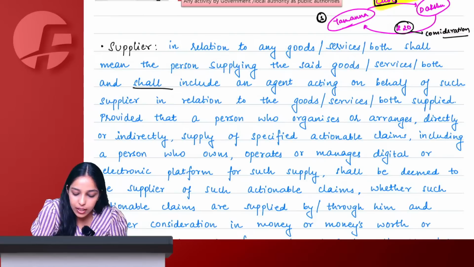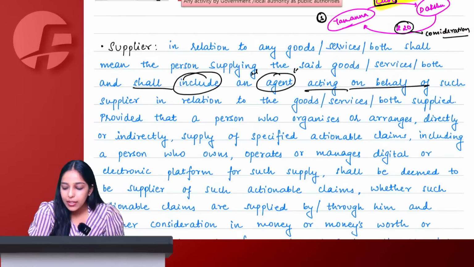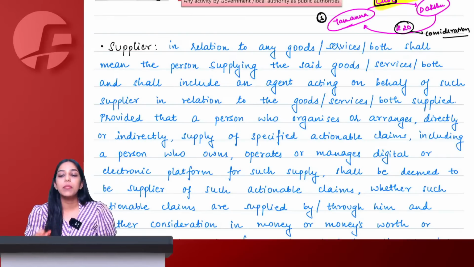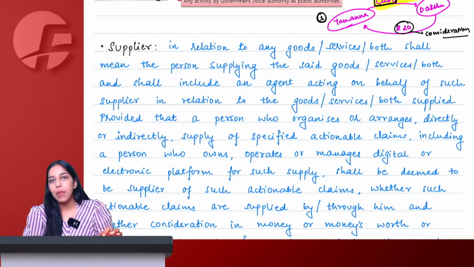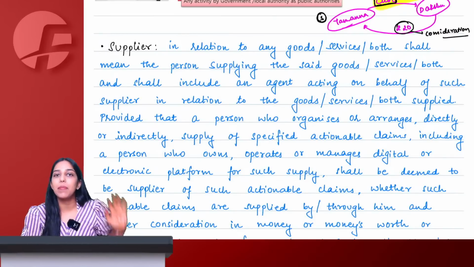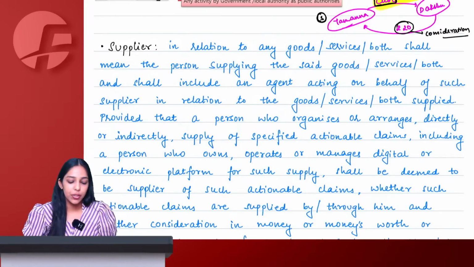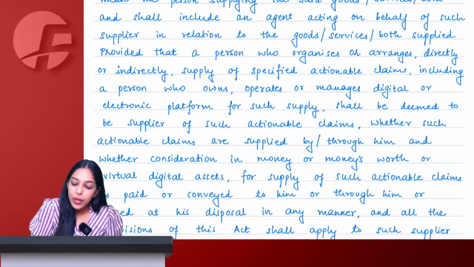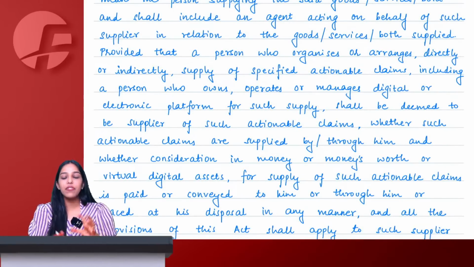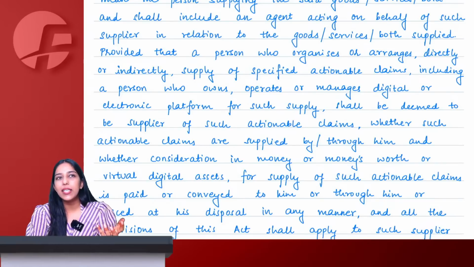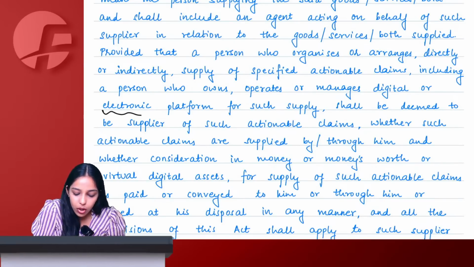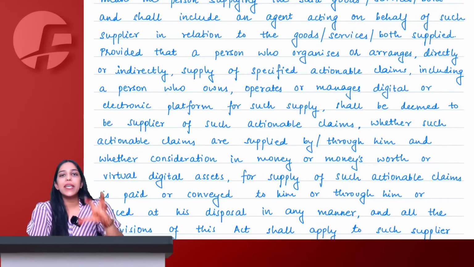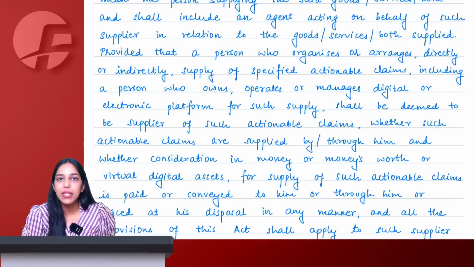So we are saying it shall include an agent also who is acting on behalf of such supplier in relation to goods, services or both being supplied. So the definition literally says supplier means a person supplying goods, services or both, and also includes the agent. Now what they are saying, provided that, let us say there is a person who is arranging or organizing some kind of actionable claims. Let us take an example of an online game. On a digital or electronic platform, there is some betting happening or some online money game happening.